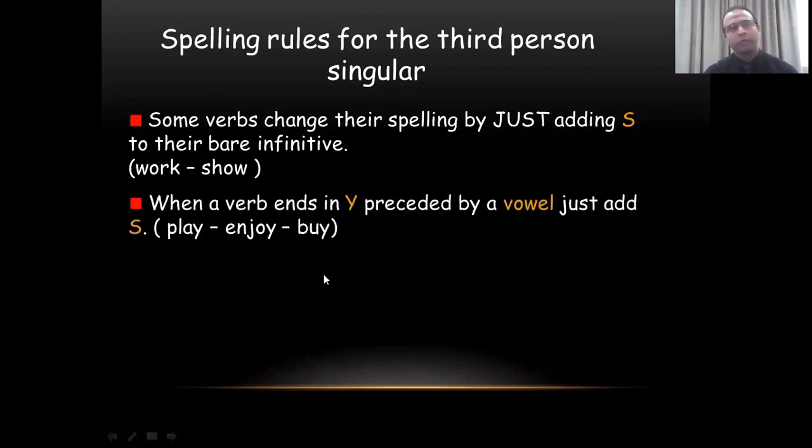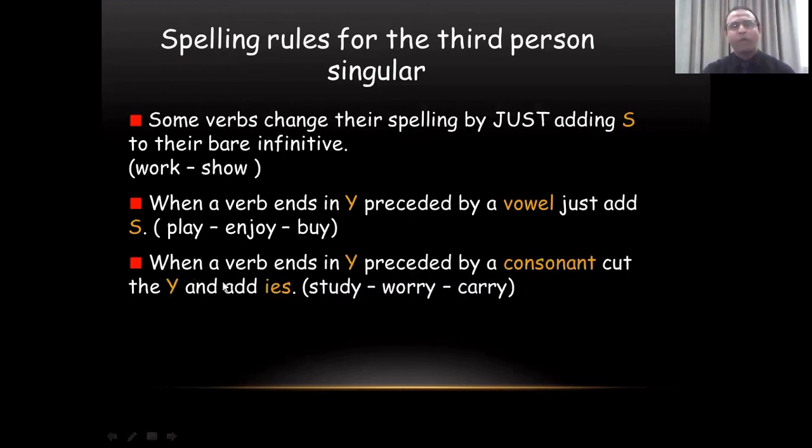Number two, when a verb ends in y preceded by a vowel, as in play or enjoy or buy, I just add the letter s. I say he plays, s. He enjoys, s, because it ends in y, but the y is preceded by a vowel, not a consonant.